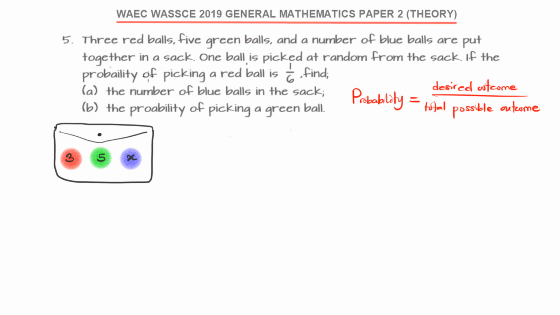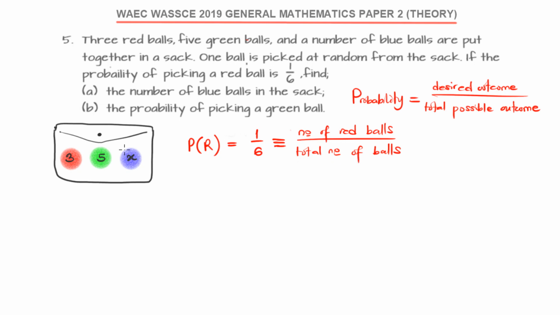When we are told that the probability of picking a red ball is 1/6, that means we can say the probability of picking a red ball, probability of R, is 1/6. But from the definition that I just gave, we are expecting that should be number of red balls over the total number of balls. The desired outcome is red, so the number of red balls. The total possible outcome is the total number of balls.